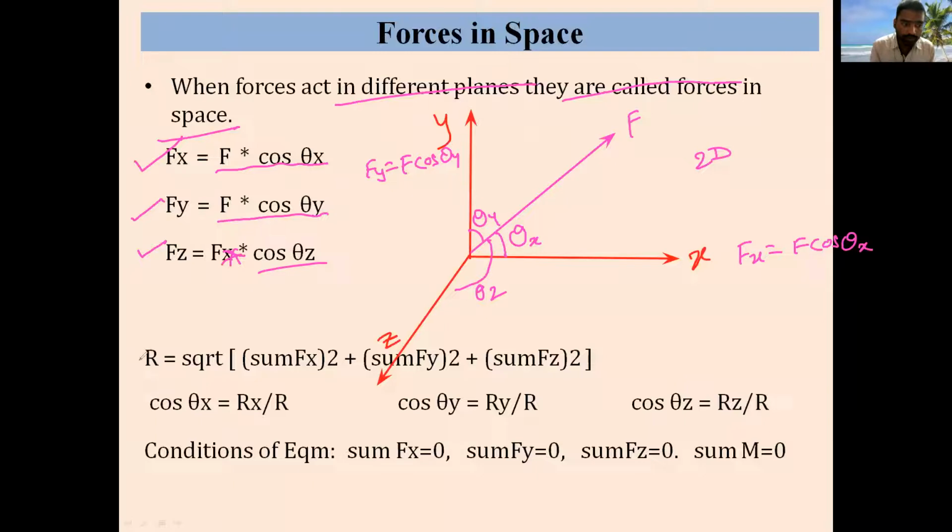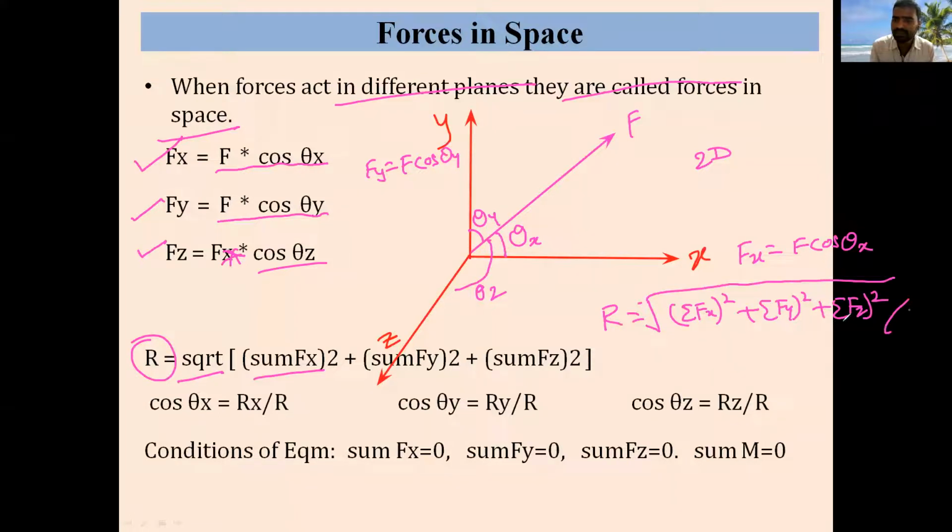Then how will you find the resultant force? R is equal to the square root of the summation of Fx square plus the summation of Fy square plus the summation of Fz square. So I will write it like this: R is equal to under root of sigma Fx square plus sigma Fy square plus sigma Fz square.